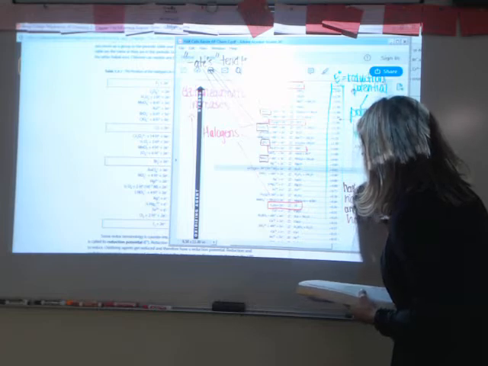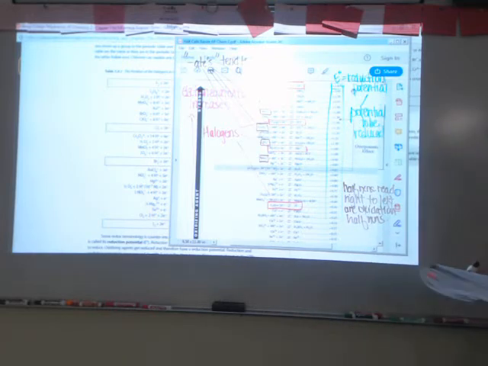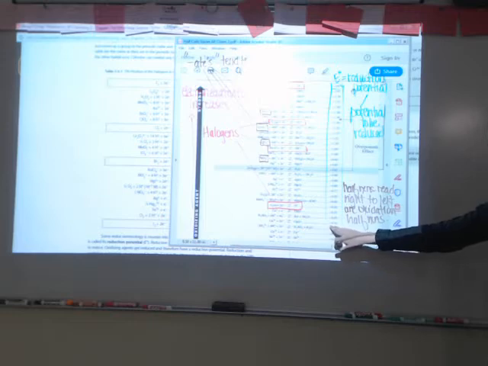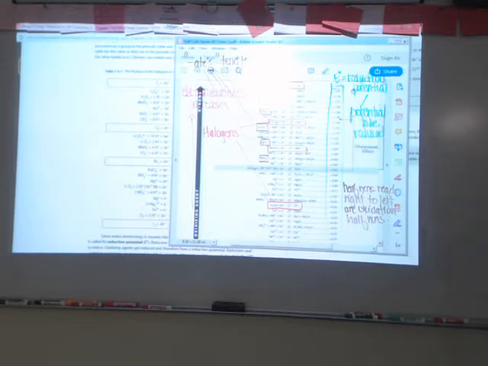Half reactions. Okay? So that means that whatever the reduction potential is, it would be the opposite sign. So for instance, this down here would be negative 0.34. Okay?